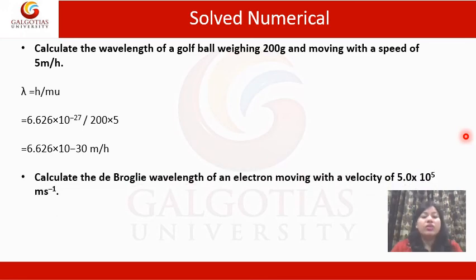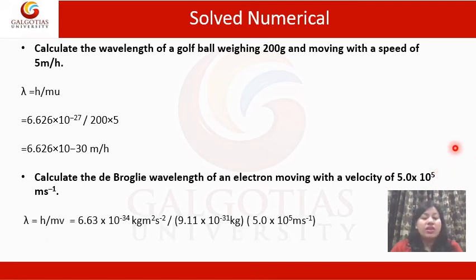Next, calculate the de Broglie wavelength of an electron moving with a velocity of 5 × 10⁵ meter per second. Again, we apply the formula λ = h/mv, put in the values and get the answer, that is 1.46 × 10⁻⁹ meter.